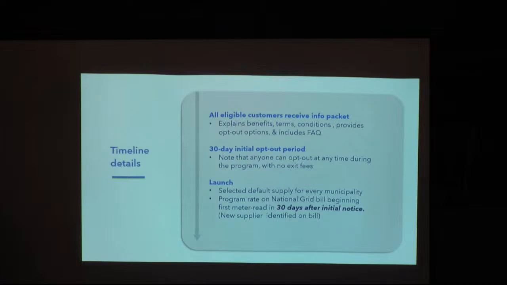Then there's a period where we're opting people in and out, and then the program launches. I think it's about 6 weeks after the close of the opt-out period. And then you will see the program rate. I'm sorry, I apologize, it should say Central Hudson here. You'll see where I showed you on page 2 of the bill, under electricity supply, that's where you'll see the name of the new supplier identified on your bill.